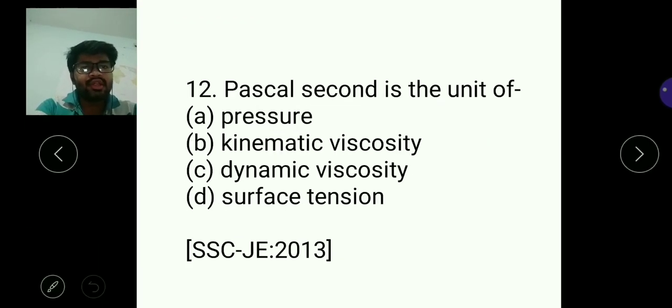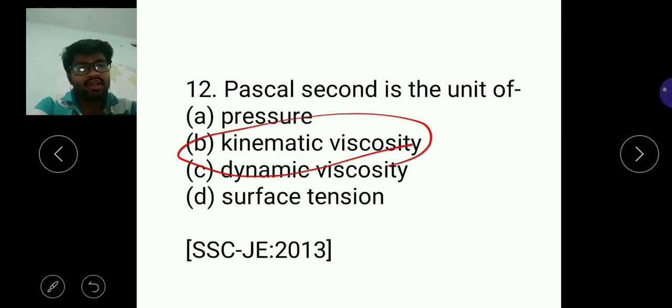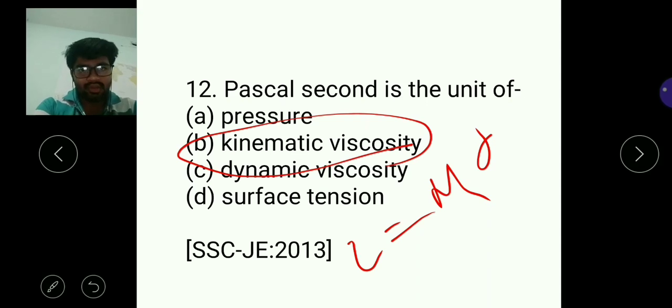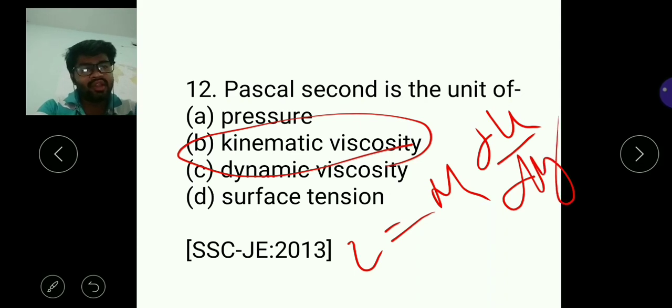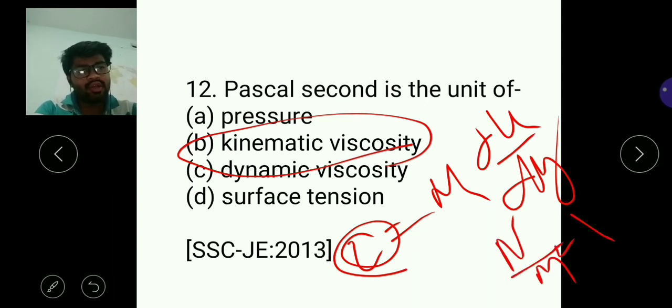Then moving next, Pascal second is the unit of what? We can find this out. We know tau is equal to dynamic viscosity mu into the rate of shear strain, or velocity gradient, du by dy. If we take this term to this side, the unit is Newton per meter square into dy, that is meter, divided by du, that is meter per second.